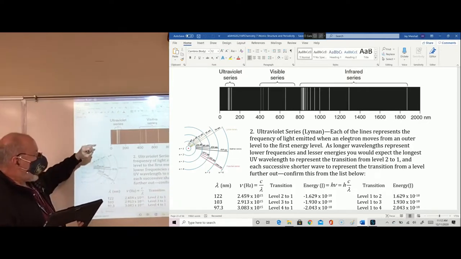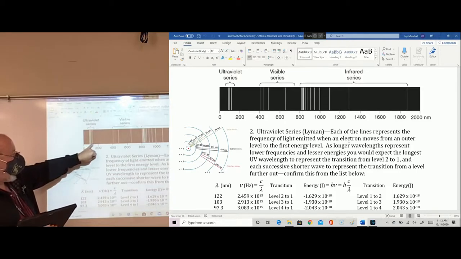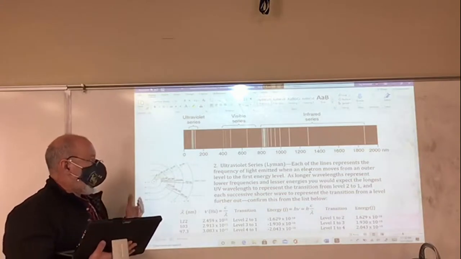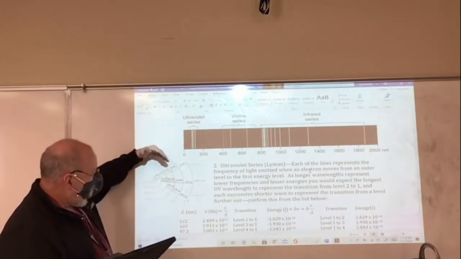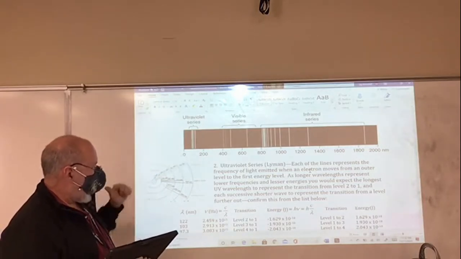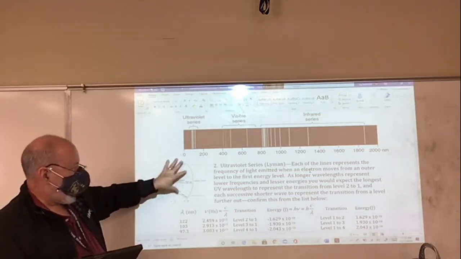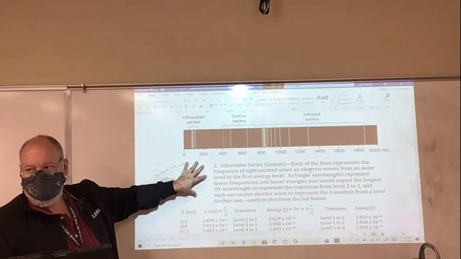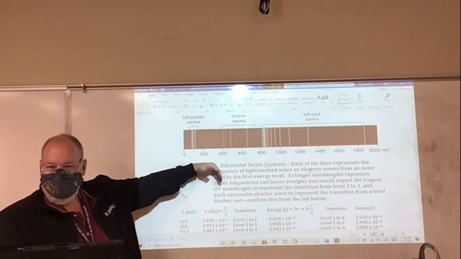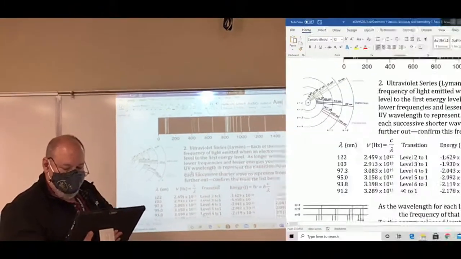And then we said that the fact that these lines got closer together as we go to more energetic wavelengths meant that the amount of energy between these energy levels got less and less and less. And we said that was because these electrons were getting further and further away from the positive charge of the nucleus, so it took less energy to jump up to each next energy level. Okay, so that's the understanding of this that we need to have.